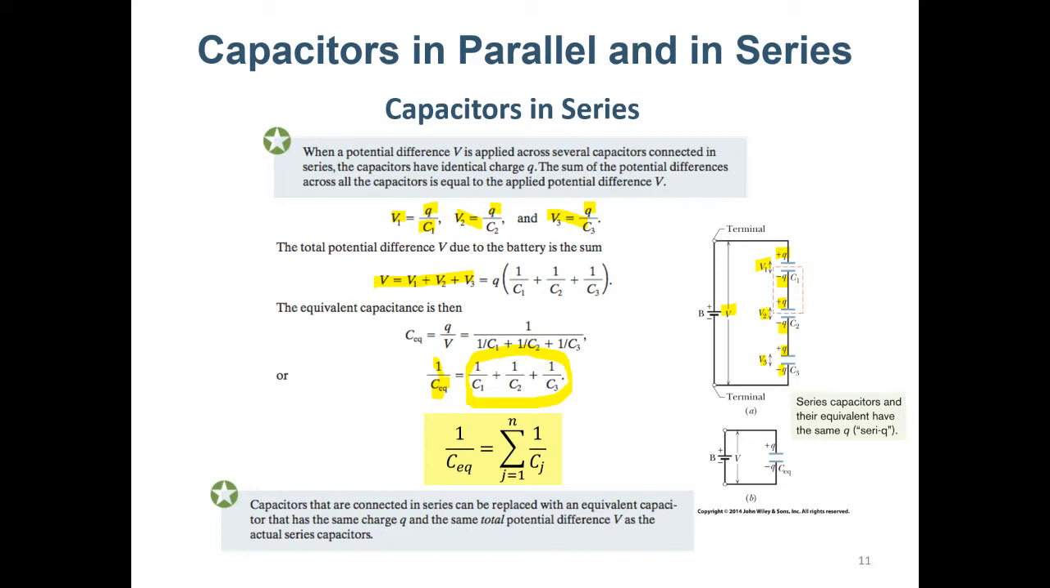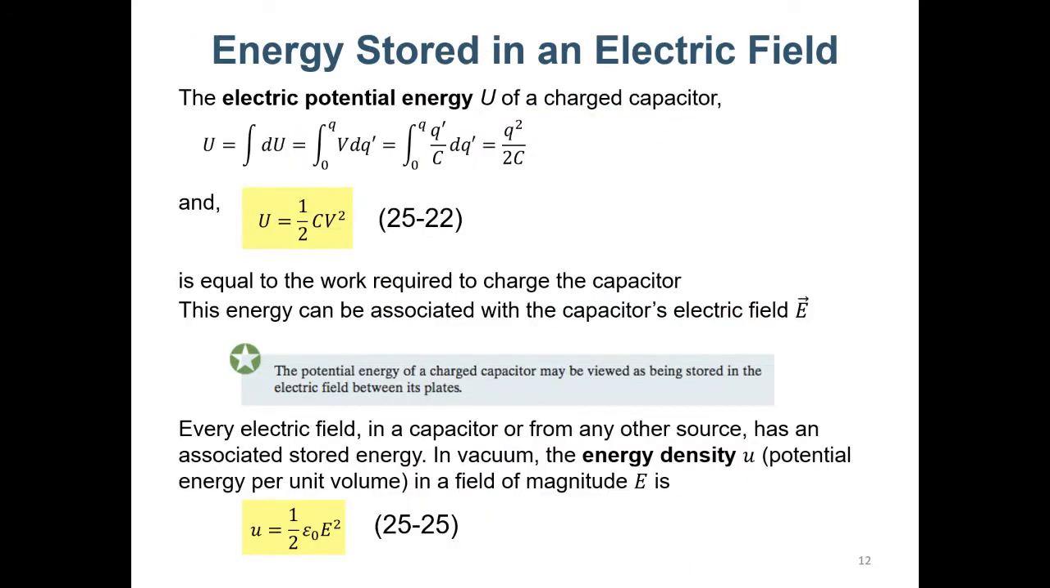So this is the opposite of resistors in parallel or in series. So any questions? No questions. Very easy. So next we consider energy stored in the electric field. It would be quite easy, I think. The conclusion is nothing but 1/2 CV squared.